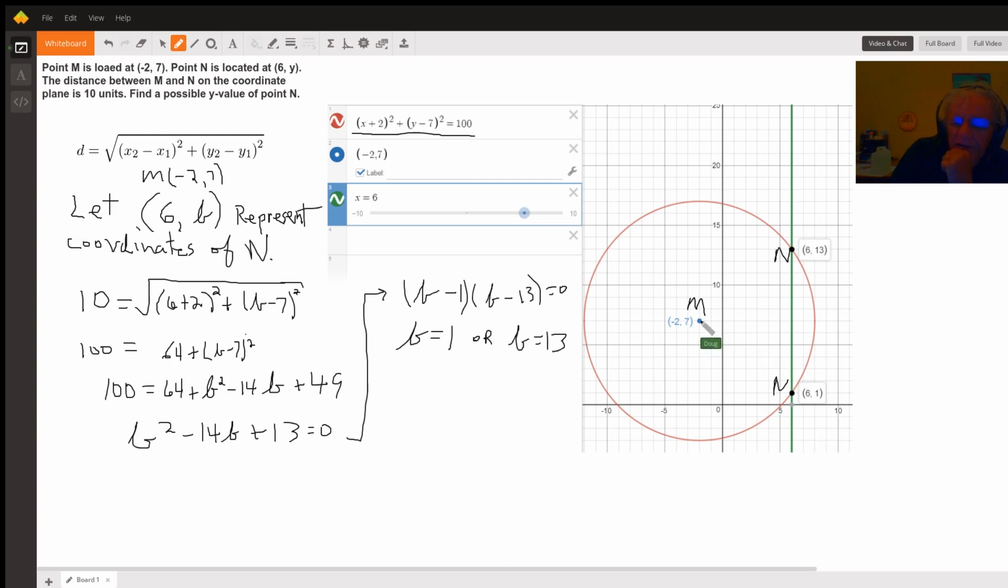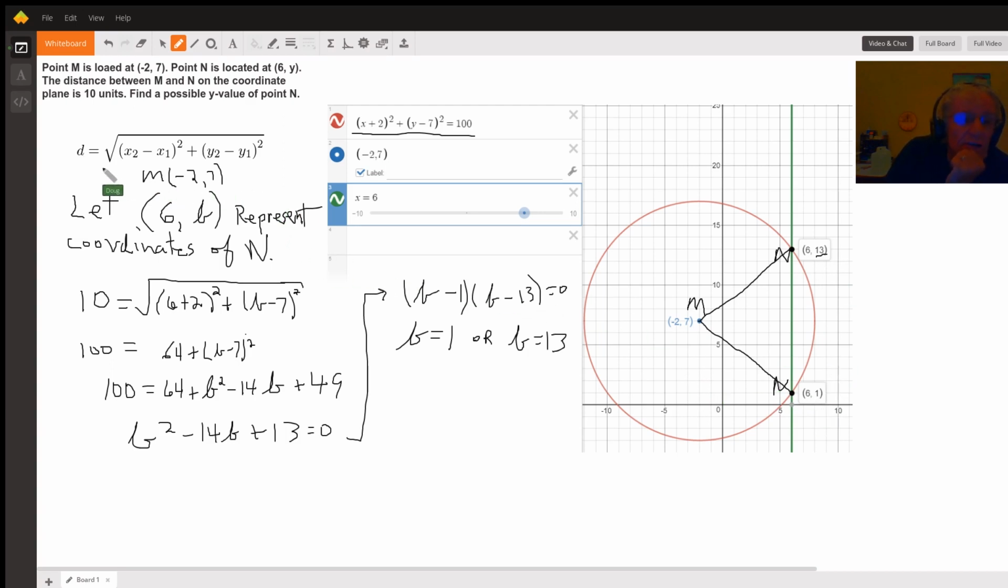And since the radius of the circle is 10, both of these distances must be 10 because those are radii of the circle centered at -2, 7. So we know our answers are going to be either 13 or 1. The question is, how do you do it algebraically?